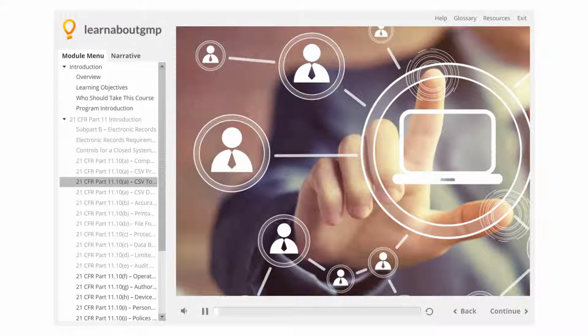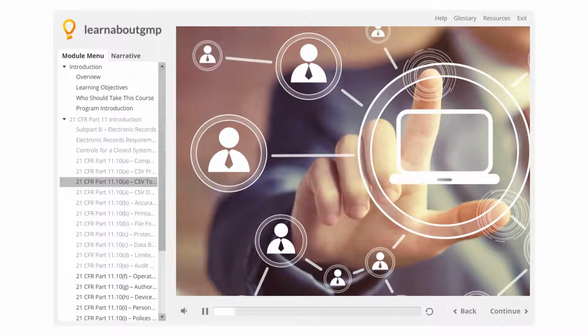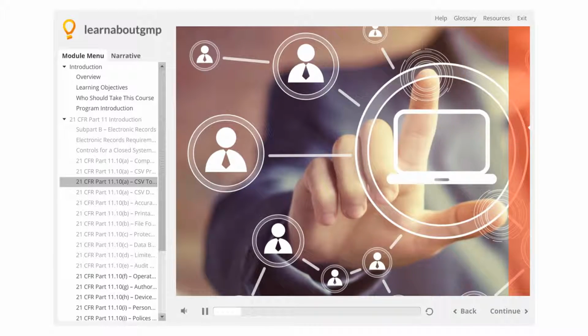21 CFR Part 11.10(a), CSV Top Tips. To help you successfully validate a computer system, remember the following.